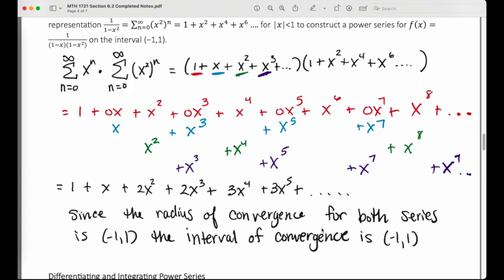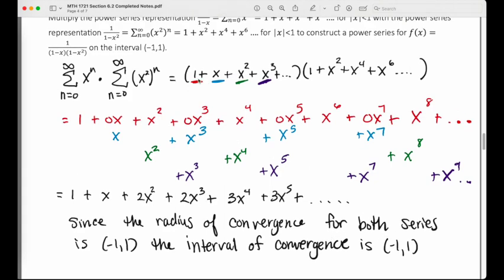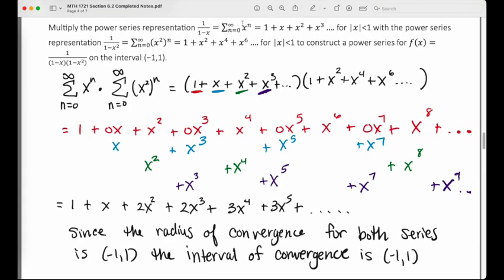Now, since the radius of convergence for both of these series, so for both this one here and this one, they're both negative 1 to 1 non-inclusive. So they overlap at negative 1, 1 when I multiply them together. So my convergence for the multiplication of the two is negative 1 to 1, non-inclusive.